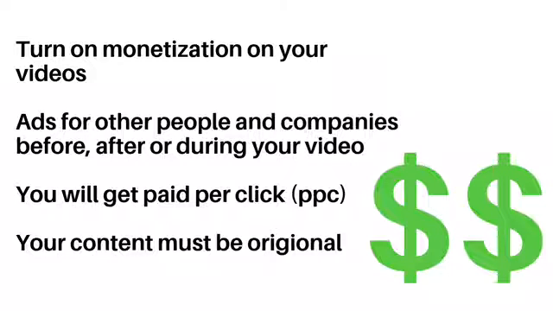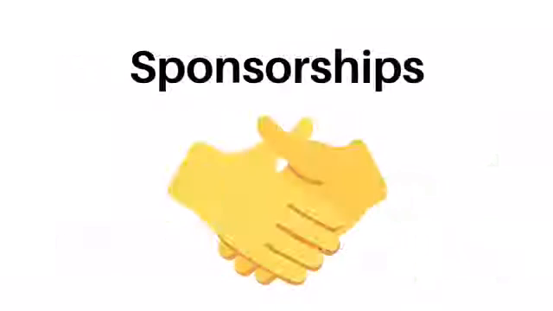So by doing this, the video will show ads for other people or companies before, after, or during your video. Now, the way that you get paid from this is if people who are watching your video click on any of the links for the ads, you will get a commission based on how many people click on it. Every month or whenever you determine your threshold, YouTube will send you a check in the mail with your ad revenue. Fairly simple.